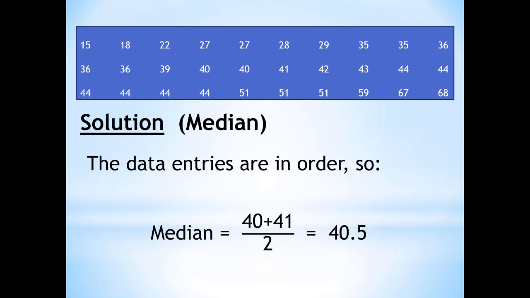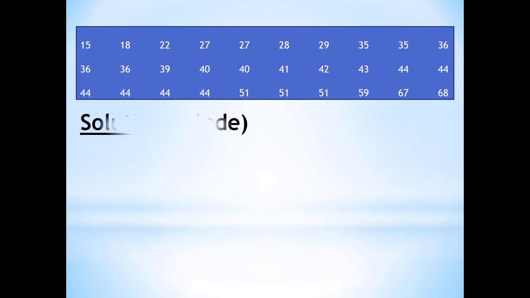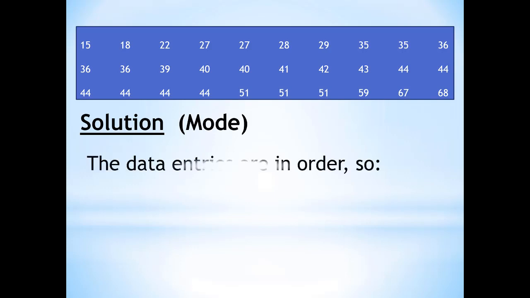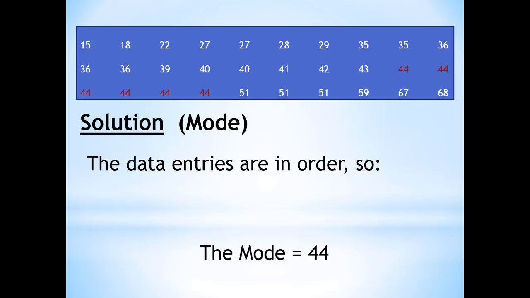Now, putting the data set in order will also help you find the mode, because it makes it clear how many times something occurs. And in this case, the most frequently occurring data value is going to be the 44. There's 6 of them there, and there's not 6 of any other data entry. So our mode is 44. So you should be able to do all 3 of those measures of central tendency.